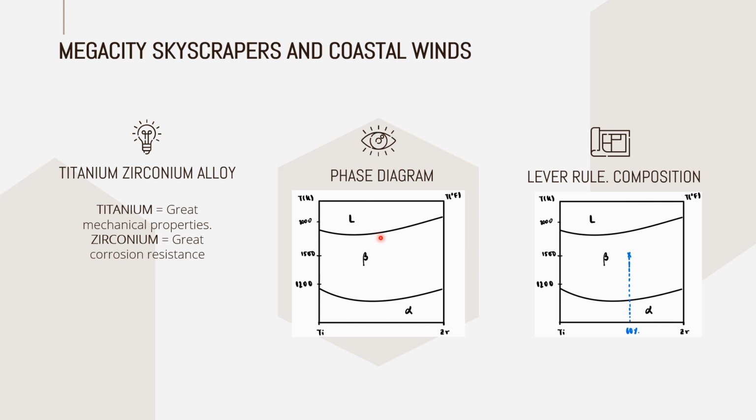It's a bit different to those studied in class, but the mechanics are the same. The way of functioning is the same. As we can see here in the lever rule, in this case its composition is quite simple. For example, I chose this point here at around 1500 Kelvin. We can see that the composition of zirconium is 60%, composition of titanium is the other 40%, and all of it is in solid beta phase.